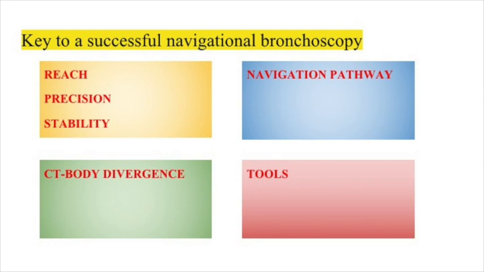Now I'm going to talk to you more about robotic bronchoscopy, but first of all, I'm going to talk to you about how we can achieve a successful navigational bronchoscopy. It has to meet four main categories, okay? First is the ability of the bronchoscope to reach and to stay in shape. Second is the ability of the software to find the correct pathway. Third would be the ability of the system to eliminate CT to body divergence. And fourth would be the tools used with the bronchoscope in order to get the tissue sample.